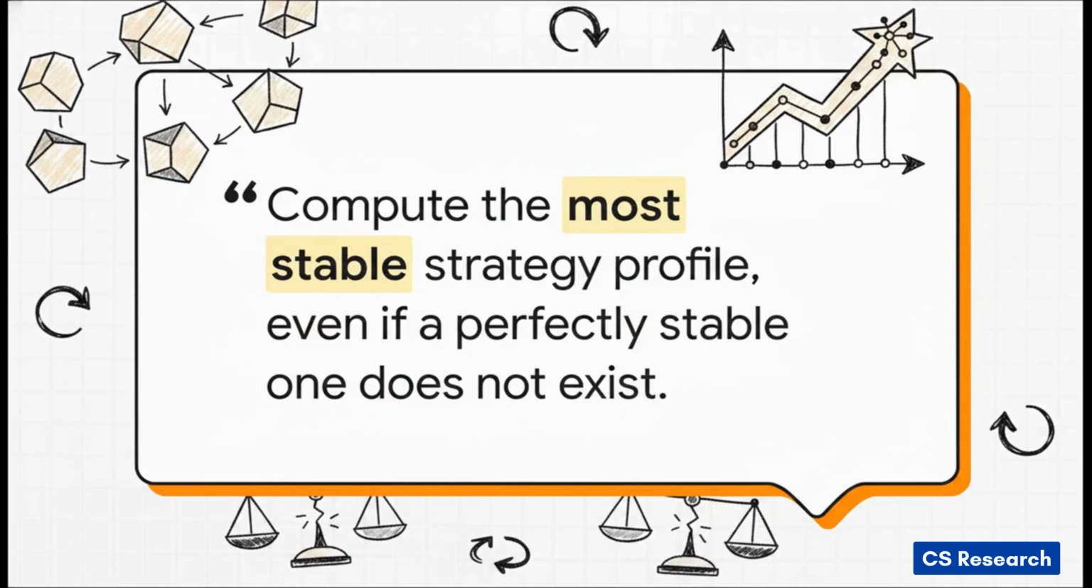I think this quote perfectly sums up the entire shift in thinking. We aim to compute the most stable strategy profile, even if a perfectly stable one does not exist. It's so pragmatic, right? This approach actually guarantees an outcome. By shifting away from this rigid pass or fail requirement into an optimization problem, we finally get a reliable mathematical foundation that we can actually build on.